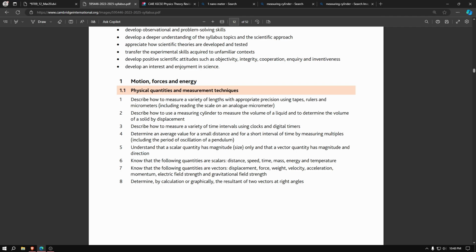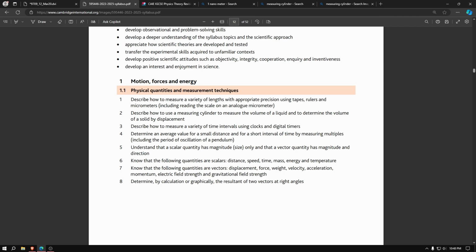So after that, point number 4 is: determine an average value for a small distance and for a short interval of time by measuring multiples. So determine an average value for a small distance. How do you take an average value? You just take a bunch of values.